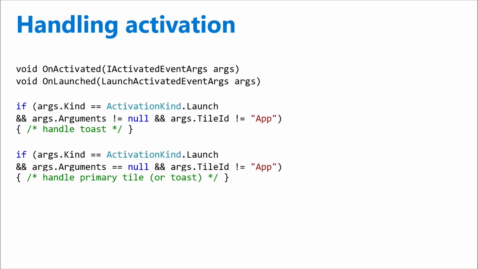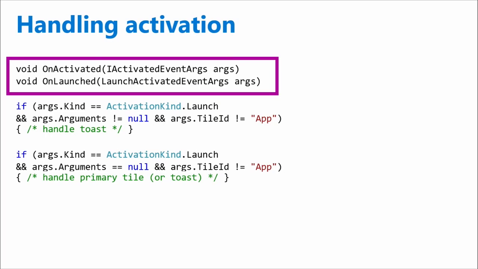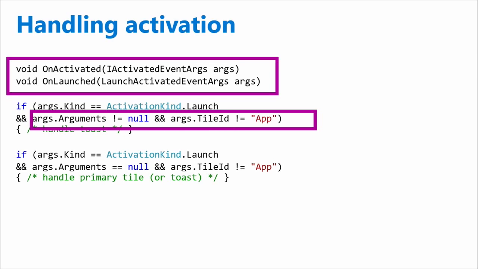Yeah. So if your app is actually running, and a Toast comes in from the back end and it's related to the same app, the user taps on that Toast, the current running app will just get an activated event handler. That's right. So once you've handled it in one or both of those overrides, then the syntax starts getting a little more involved, where you need to pay attention. If I'm launched, the first thing I want to see is that the activation kind is launched. If I know that it is, then I need to check the arguments. So first I look at, far right, the tile ID. Tile ID app means that it is the primary tile, or a Toast, right? Because they both have the same ID. The only way you can see the difference is whether or not it has arguments.